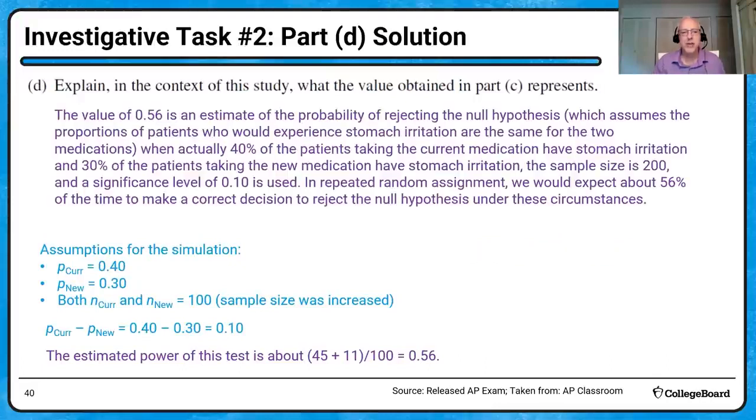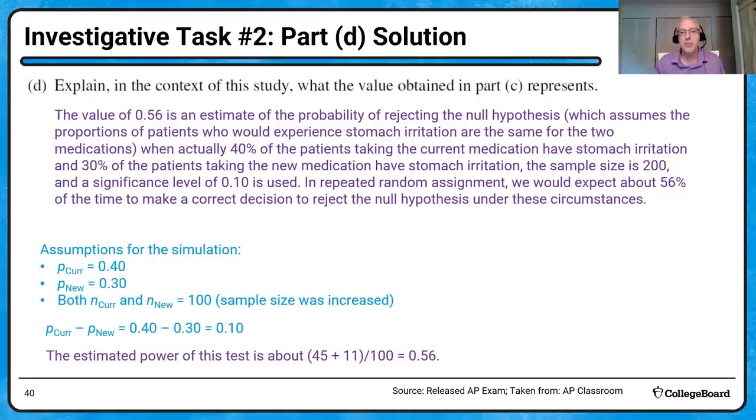So a possible answer would be: the value of 0.56 is an estimate of the probability of rejecting the null hypothesis, which assumes the proportions of patients who would experience stomach irritation are the same for the two medications, when actually 40% of the patients taking the current medication have stomach irritation, and 30% of the patients taking the new medication will have stomach irritation. And the sample size is 200, and a significance level of 0.10 is used.